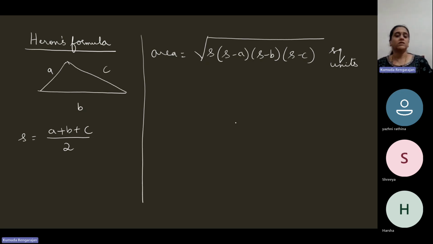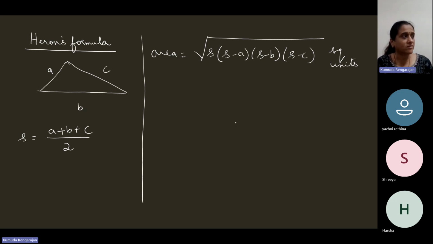When you're given the length of the three sides of the triangle, you do not know the altitude corresponding to any side. We know this formula to find the area of a triangle: area is equal to half into base into height. When you know the base and the corresponding altitude, you can find the area using half base into height. But here you only know the length of the three sides. Still you can find the area using this formula, which is called Heron's formula.